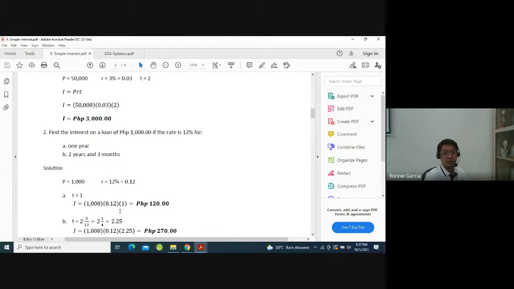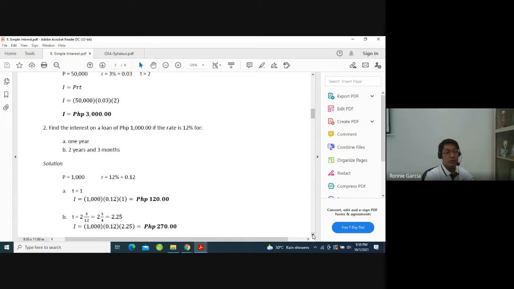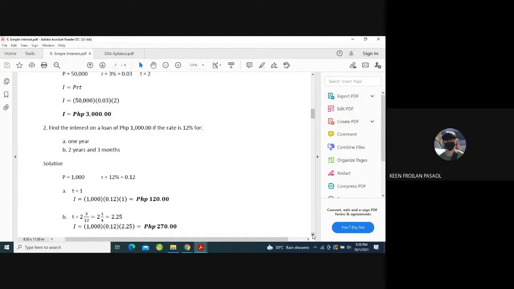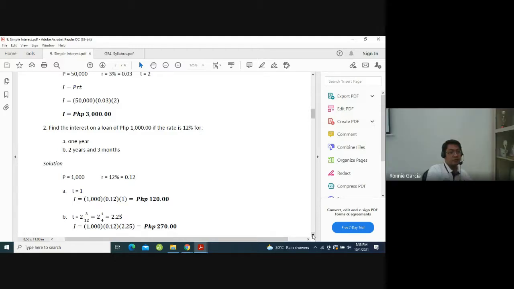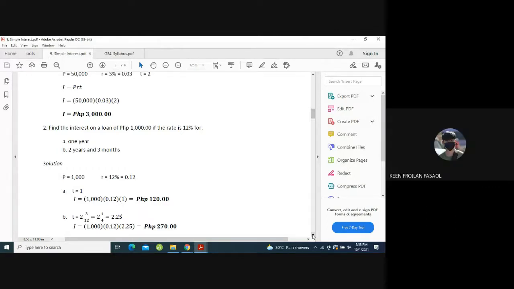Nagkasinabot ba ta? Mao nang imong dapat gamiton sa T is 2.25. Klaro ba? So multiply 1,000 times 0.12 times 2.25, the answer should be 270 pesos. I will look for 270 pesos nga naghatag. Naa bay 270 nga naghatag?